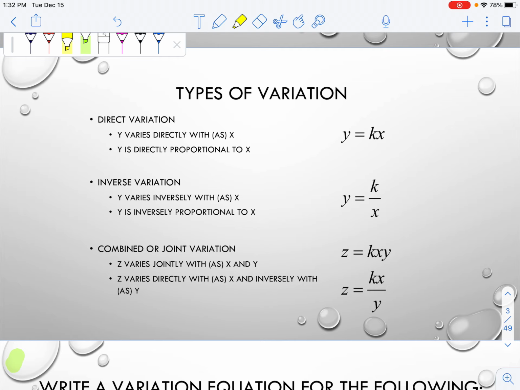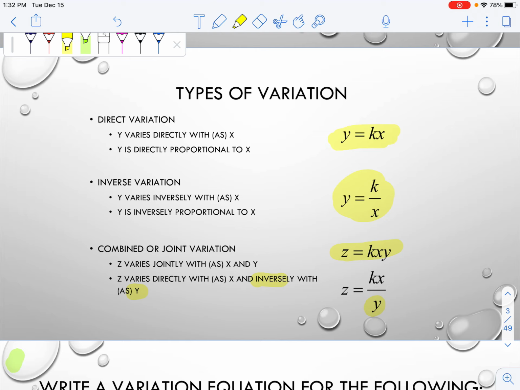You can see how each of these are formed and the wording used. Y varies directly with or as x is written like this. Y varies inversely with x. Whenever you hear the word inversely, that goes in the denominator. And jointly as x and y, everything's up top. But if it says inversely as y, that goes on the bottom. We'll go through a few examples of each, and then that'll be it.